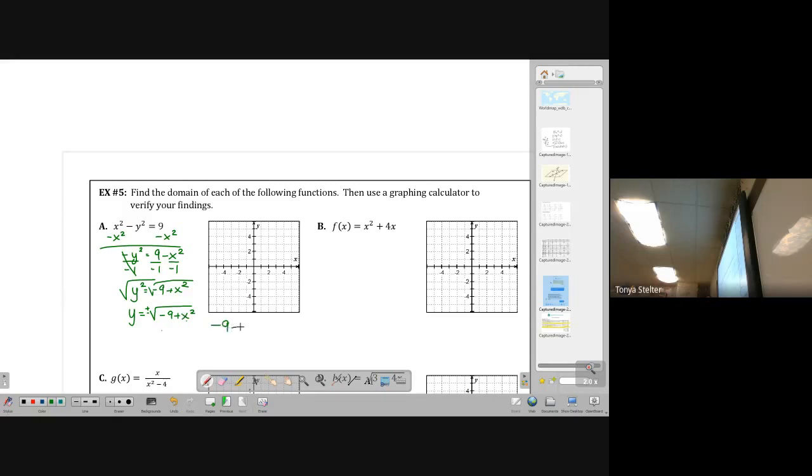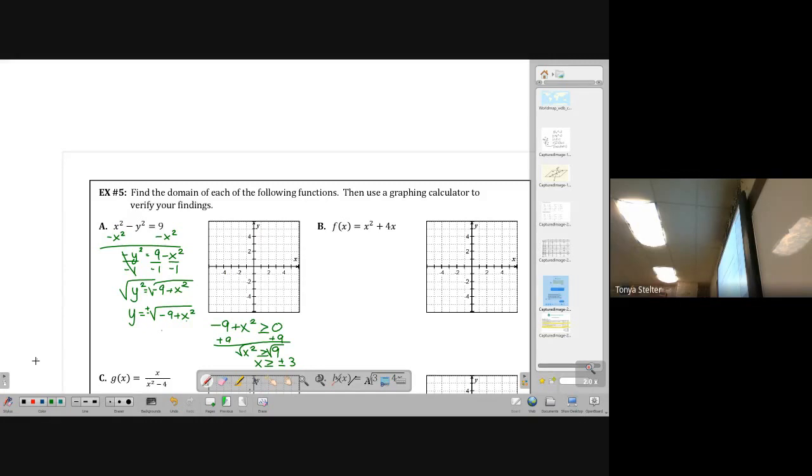So you can also say this expression has to be greater than or equal to 0. In order for that to happen, x has to be greater than or equal to plus or minus 3. Do not forget the plus or minus. That's important. So this is where we have to do our excluded values.